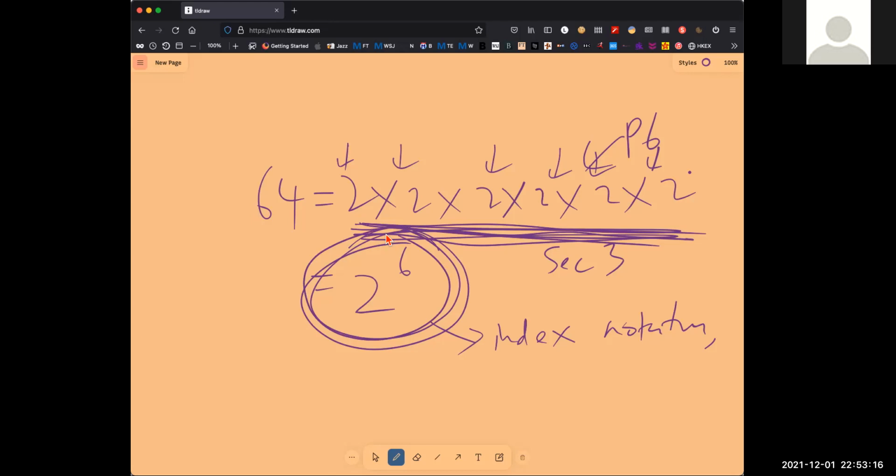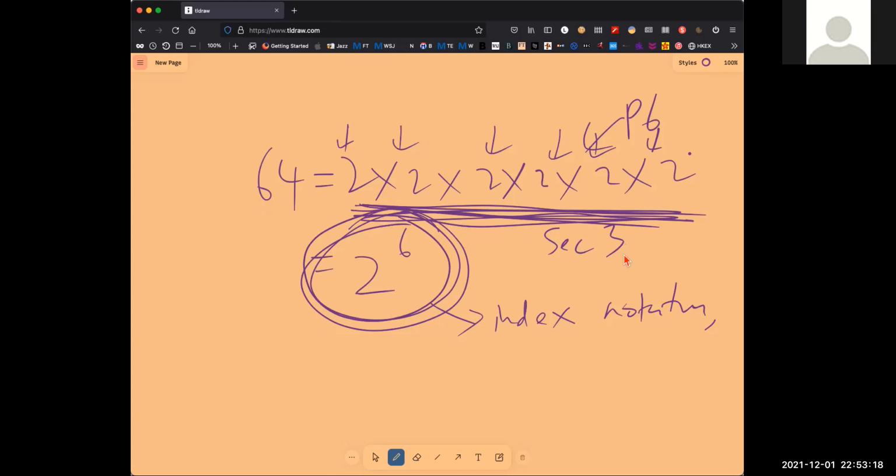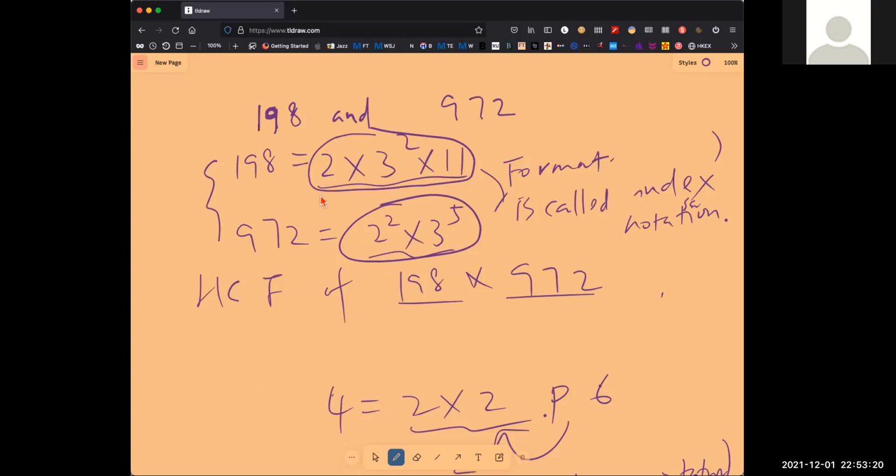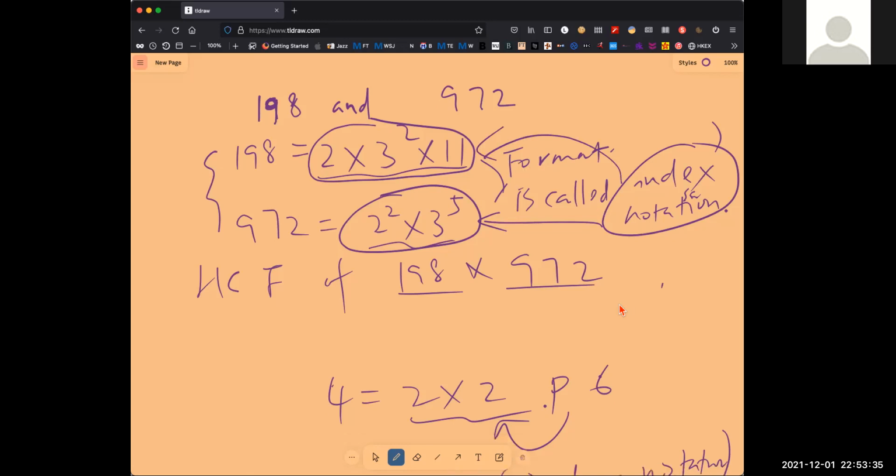So that's why in this question, they already give you in index notation. Can you see? 2 times 3 to the power of 2, and 2 to the power of 2 times 3 to the power of 5. They are already in index notation format. So you need to make use of the index notation format to find out the HCF. I'm going to demonstrate how I get the HCF without doing the table.